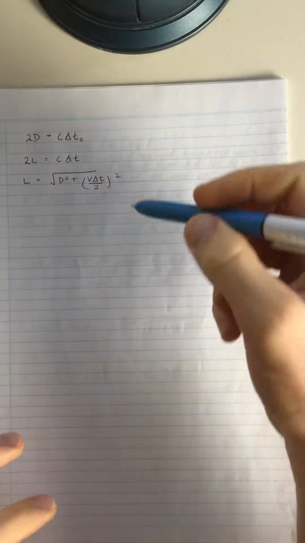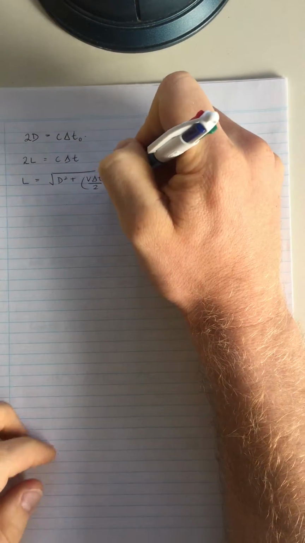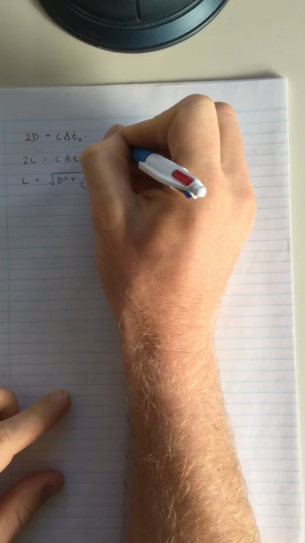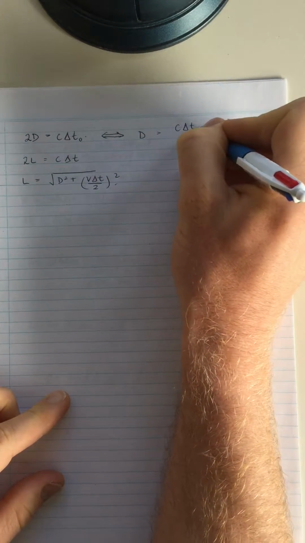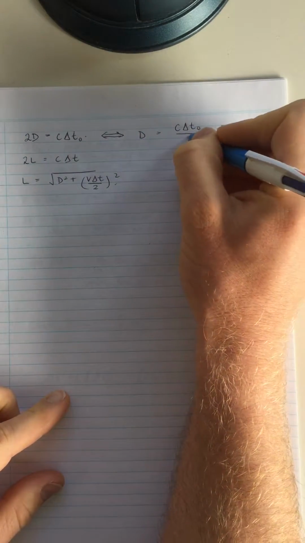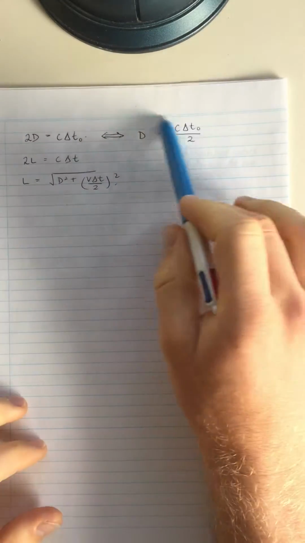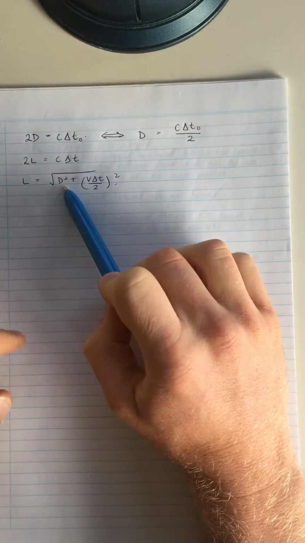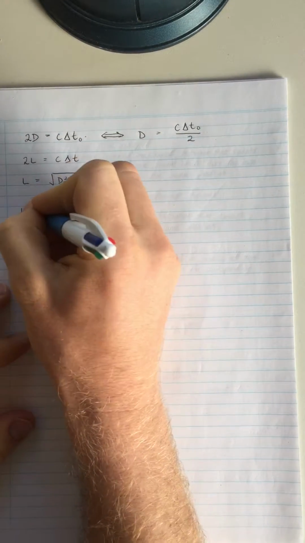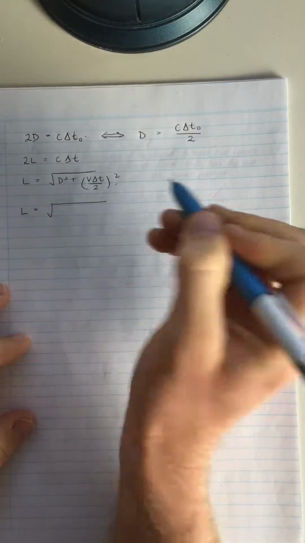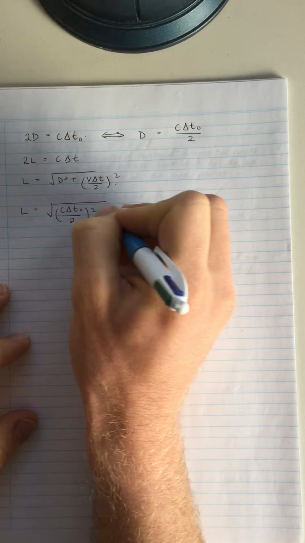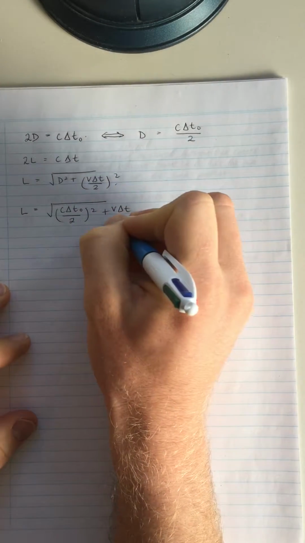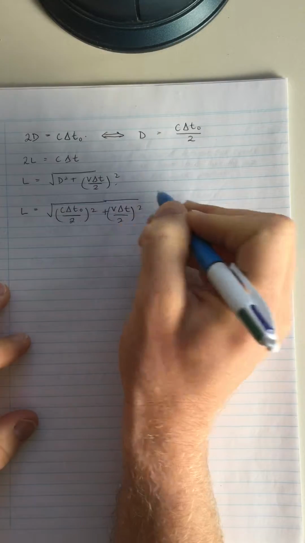So we can then say, if we combine what we have up here with here, so I'm just going to slightly change this one to say d is equal to c delta t naught divided by 2. So just using this to substitute for d here, I can rewrite our expression for L to be (c delta t naught divided by 2) squared plus (v delta t divided by 2) squared.